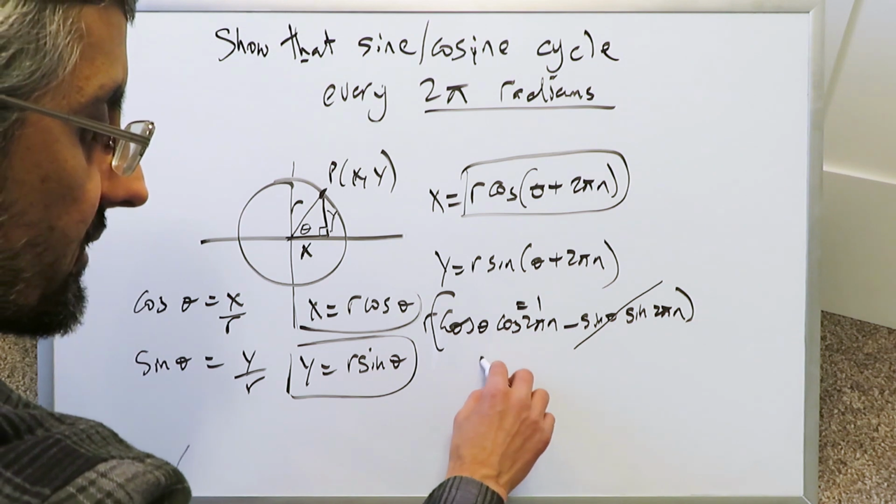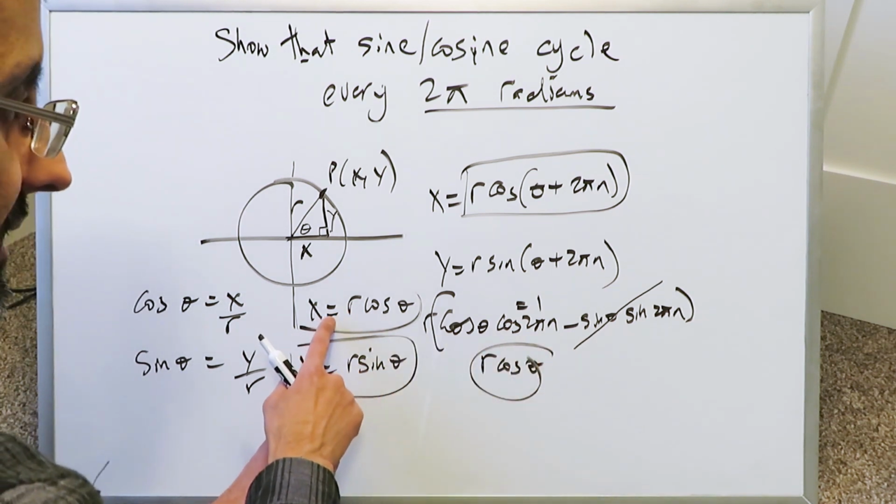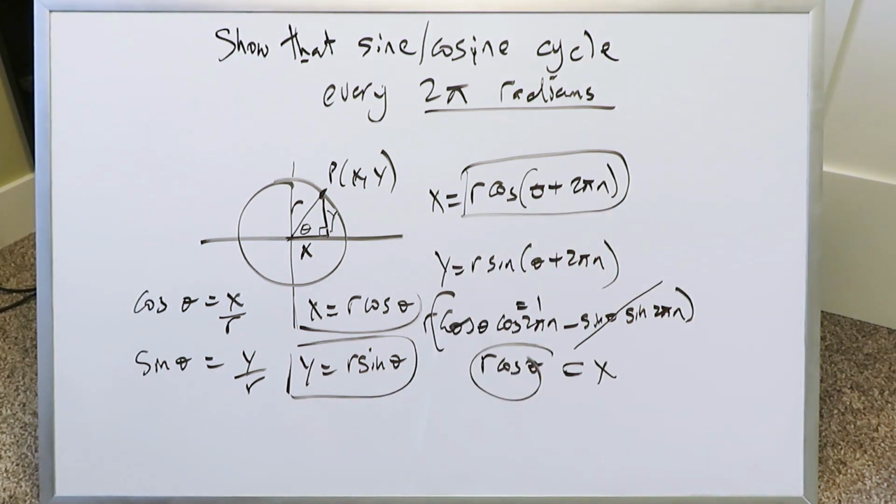Multiplying with this cosine theta, you end up again with r cosine theta, which is equal to exactly what you're seeing here, because the expression was all of that. x is equal to r cosine theta.